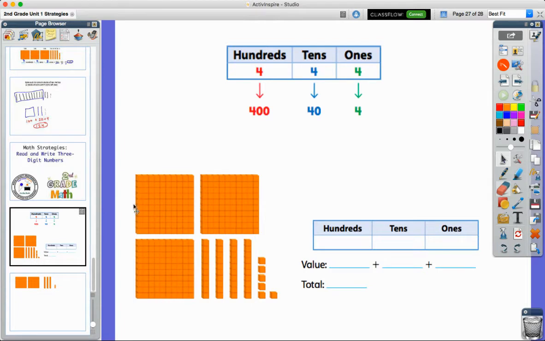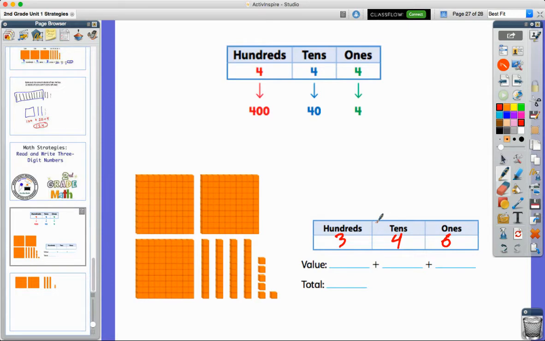So let's look at the base 10 blocks down here. Again, remember that the big squares represent groups of 100. So we have 100, 200, 300. So I'm going to fill in my place value chart with 3 groups of 100. Then we look at our tens. I've got 1, 2, 3, 4 groups of 10 and 5, 6 ones. So those are the groups of each of our place values.